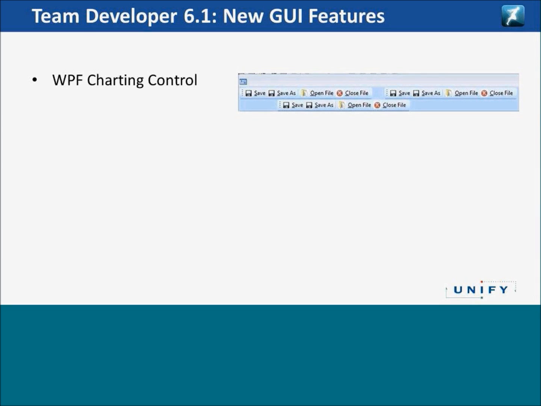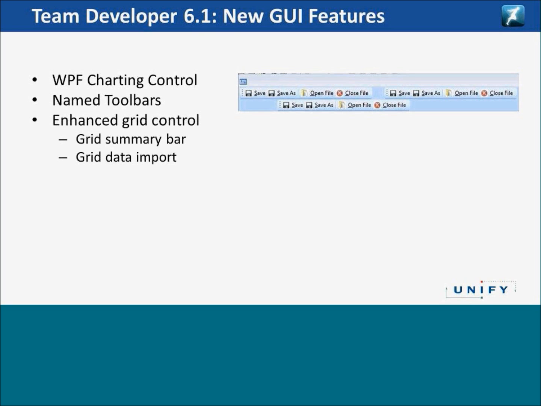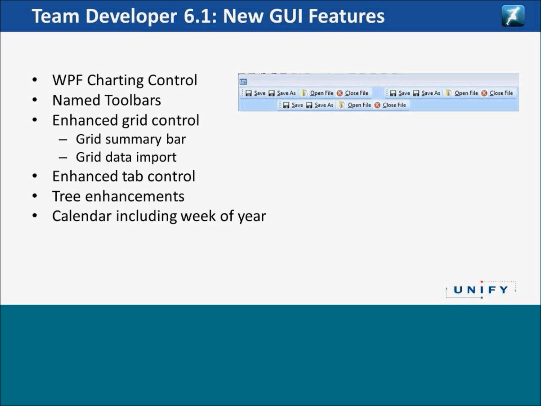This is an overview. We have a new WPF charting control. We have new named toolbars, and that's actually the screenshot that you see on the right side here. We have an enhanced grid control with a new grid summary bar that helps you to move table windows to grids, and a new grid data import feature. Now the data import export is complete for the grid. We have an enhanced tab control. We have tree enhancements, a calendar including week of the year, and a SAL function to minimize and maximize the ribbon bar.